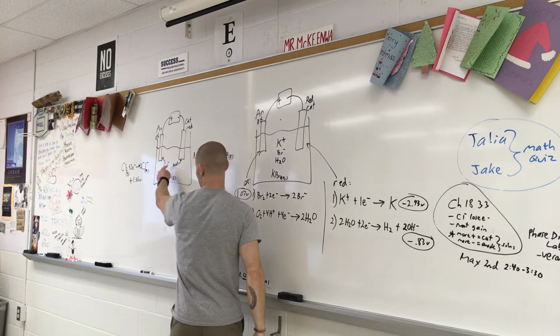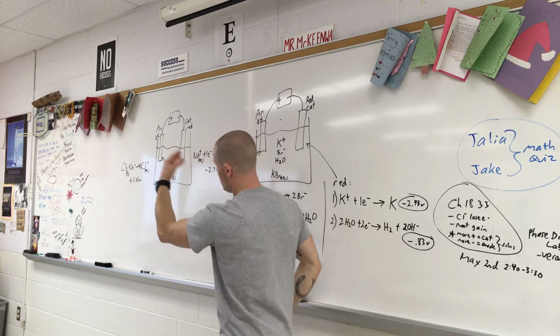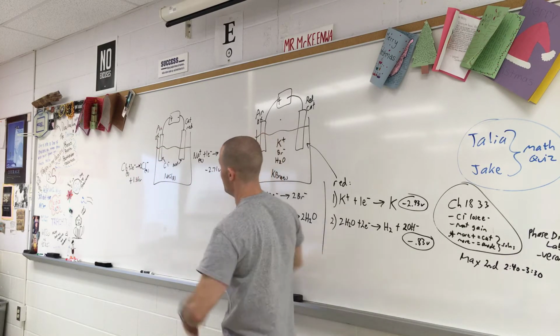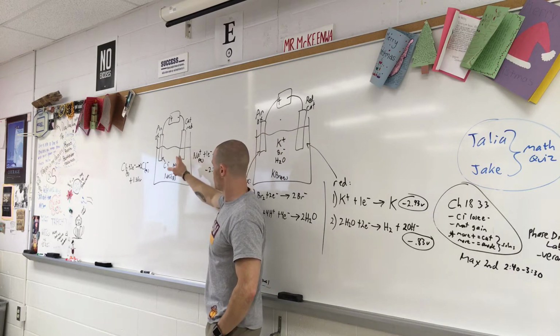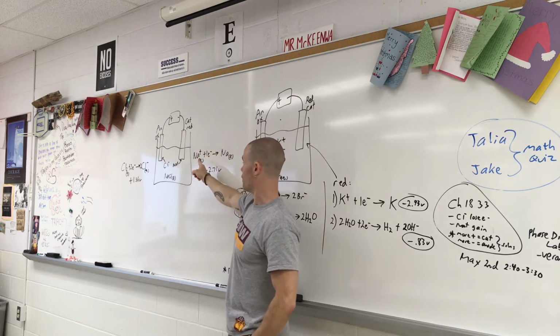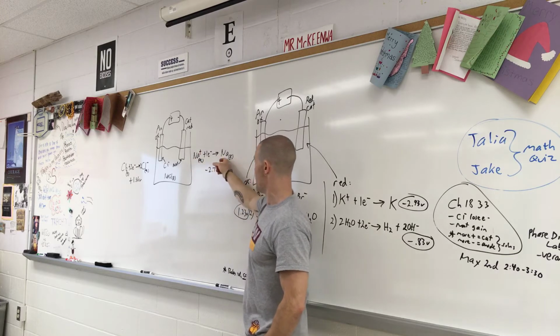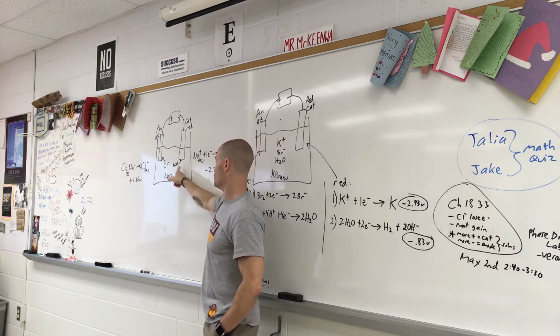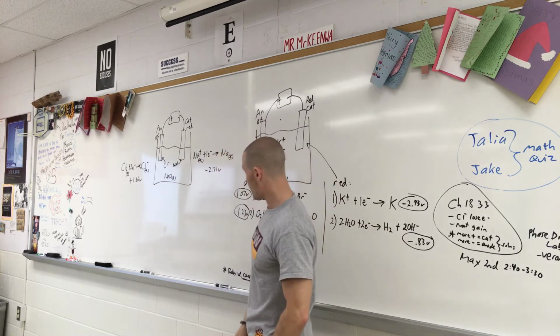So again, anions go to the anode, so you know Cl- is in that half reaction. Cations go to the cathode, so we know reduction is occurring. Na is gaining an electron and plating itself, it's a liquid, on that cathode.